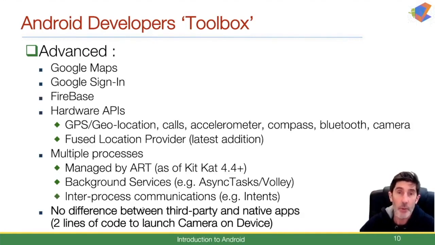Okay, some of the more advanced features that you can avail of. As we briefly touched on, you have your Google Maps, you can use Google Sign In, Firebase, as I talked about. There's all the hardware stuff, your APIs, working with your GPS, your accelerometers, your Bluetooth, your camera. In terms of finding location, the API is the Fused Location Provider. Again, a very nice element to Android and the API, because it's been improved over the years. So it is very, very straightforward to make an app that's location aware and able to track a user's location.